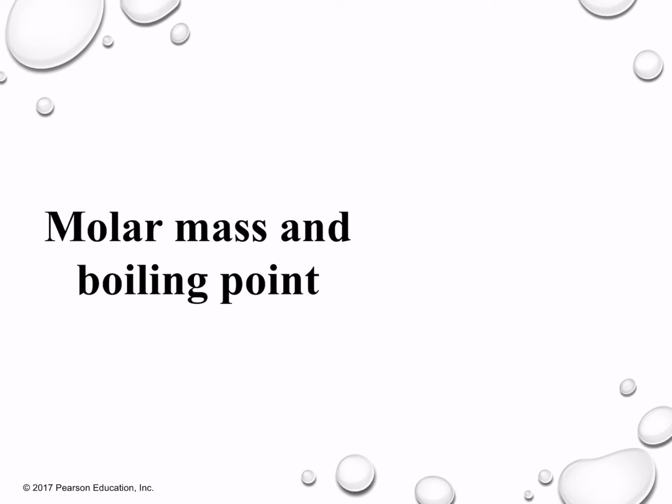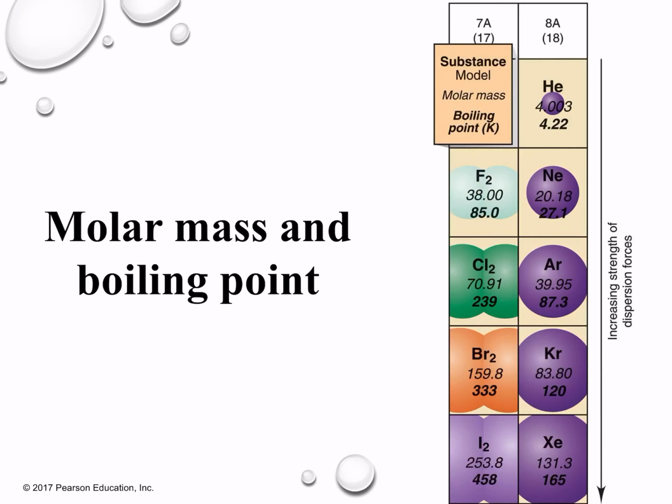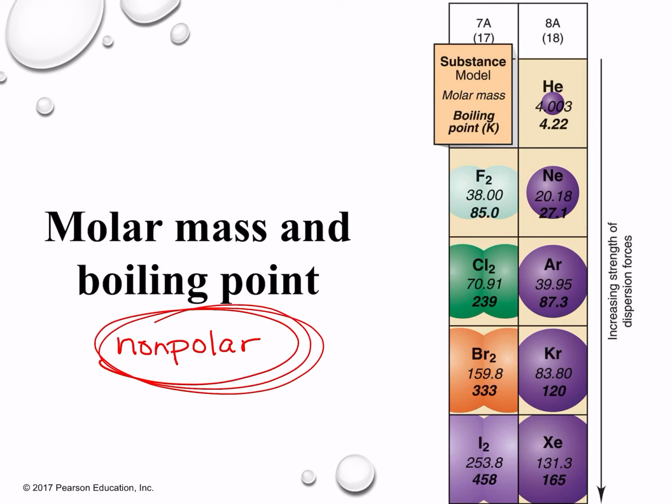All right, molar mass and boiling point. And so this is for non-polar things. If stuff is polar or if it has hydrogen bonding, it doesn't always follow this trend. It still can, but this is specifically for non-polar things. So things with London dispersion forces. Okay, and our trend is that as your molar mass gets larger and larger, your boiling point gets higher and higher.